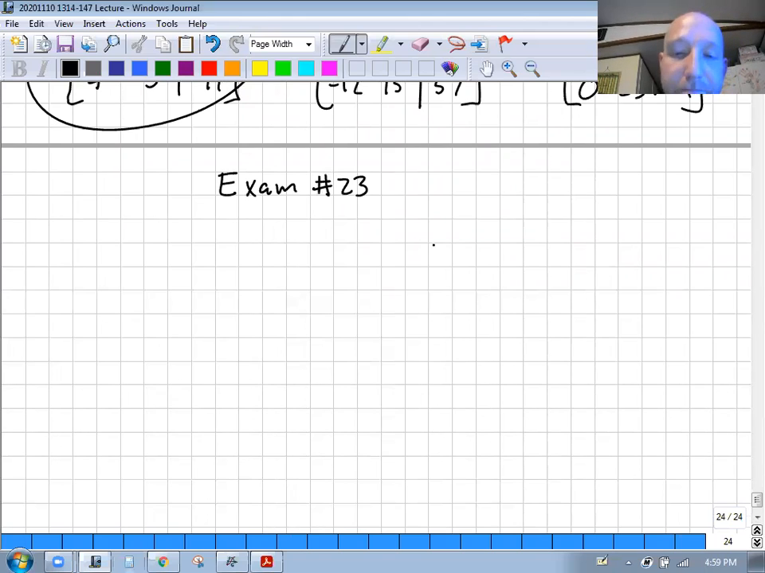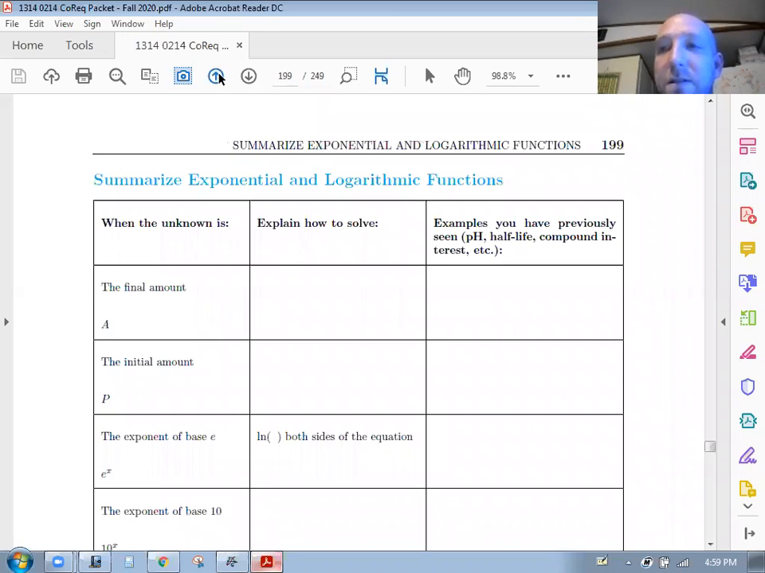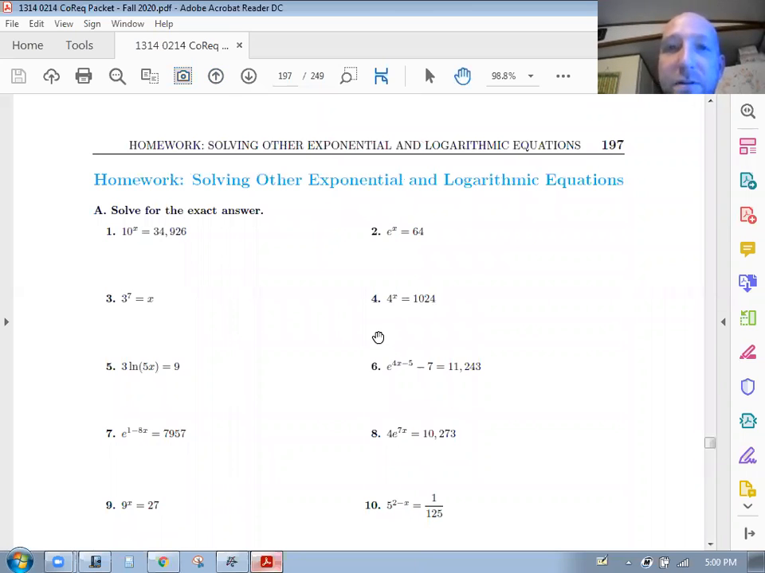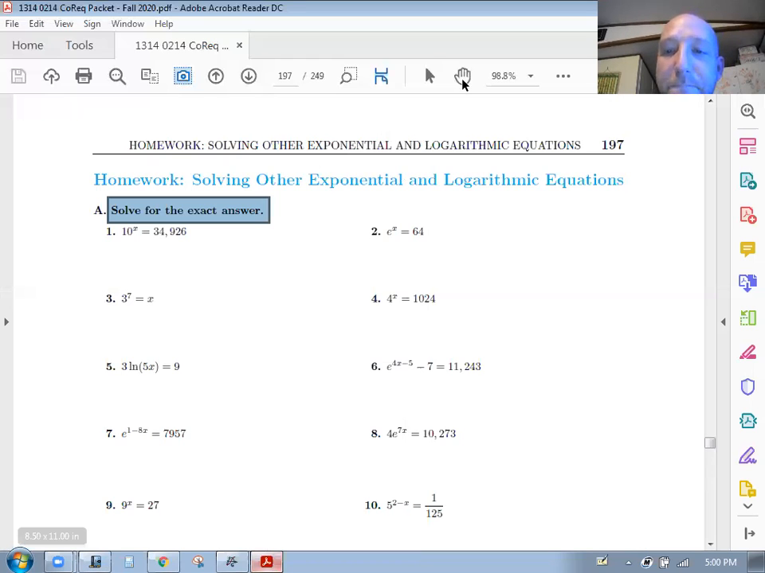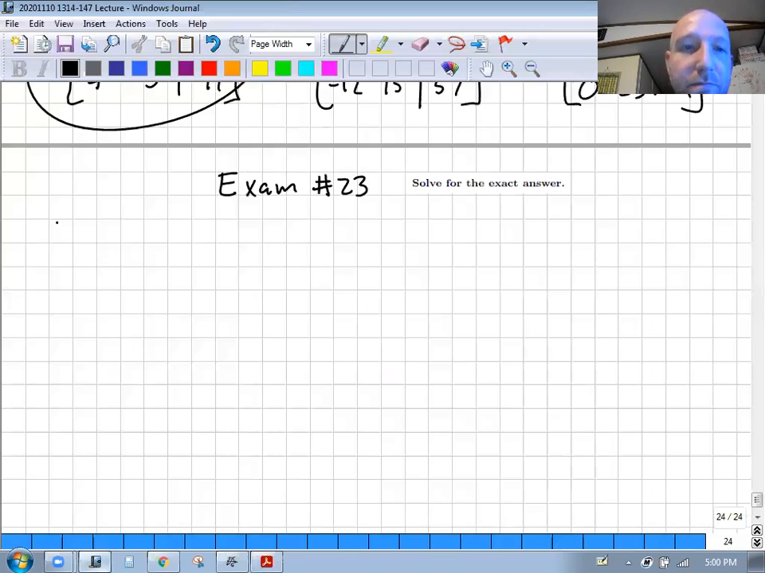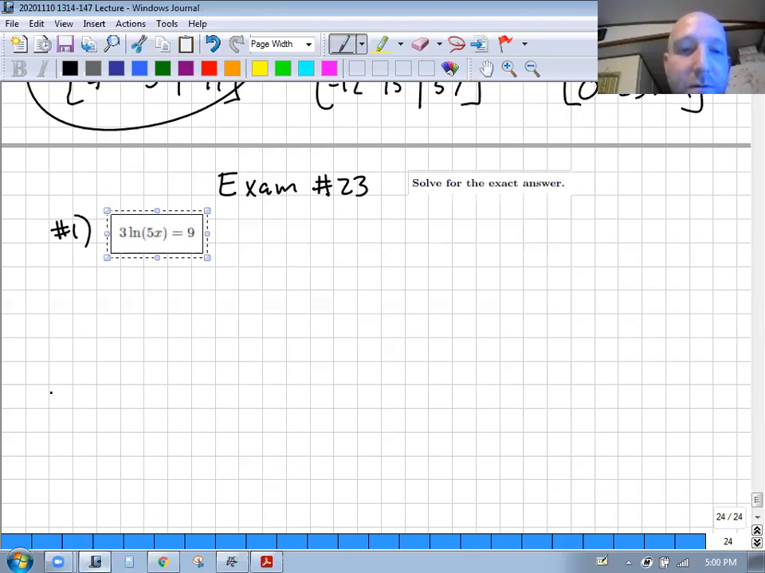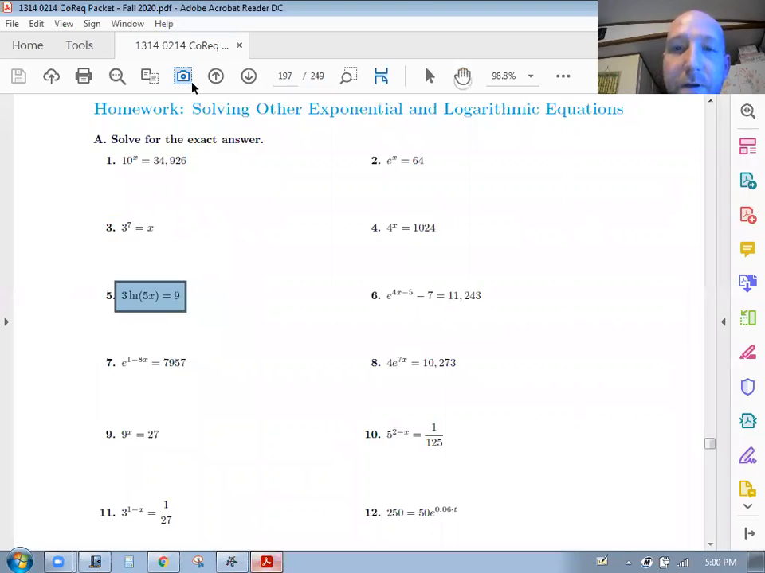Number 23. Let's see. It was 197. So again, I want you to solve for the exact answer. And let's do this one. And this one.